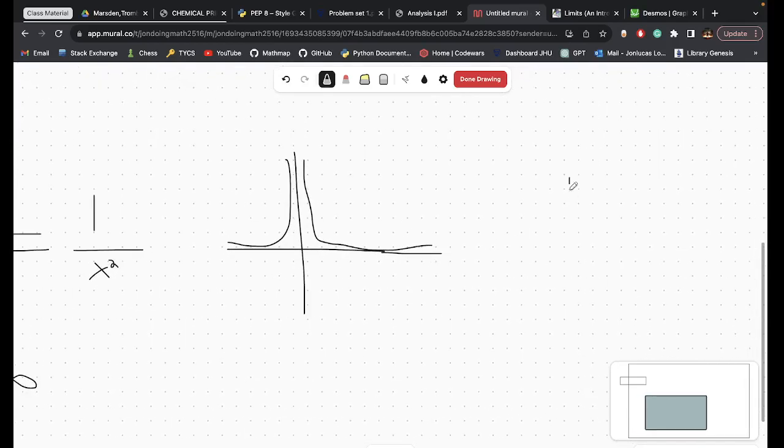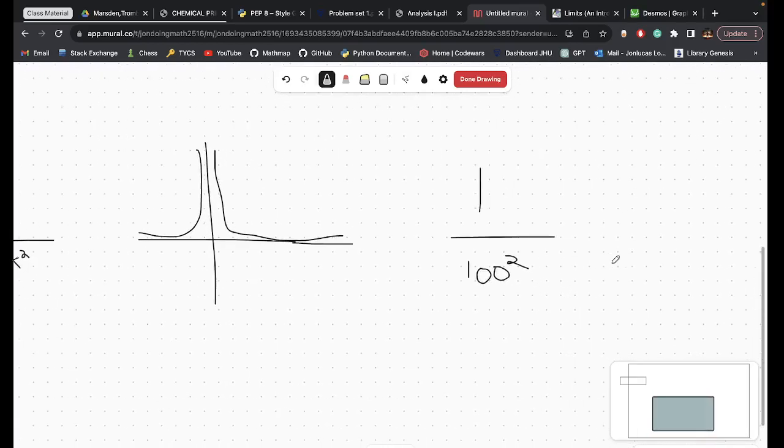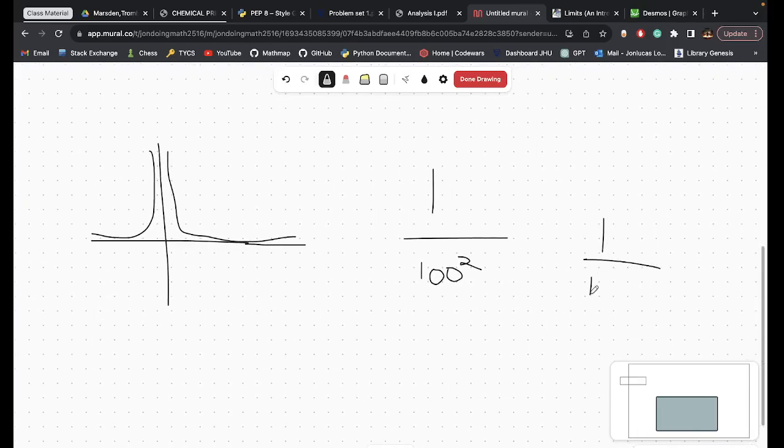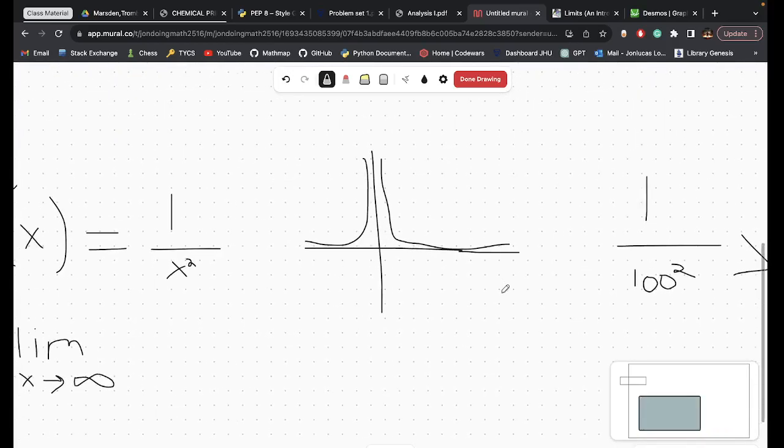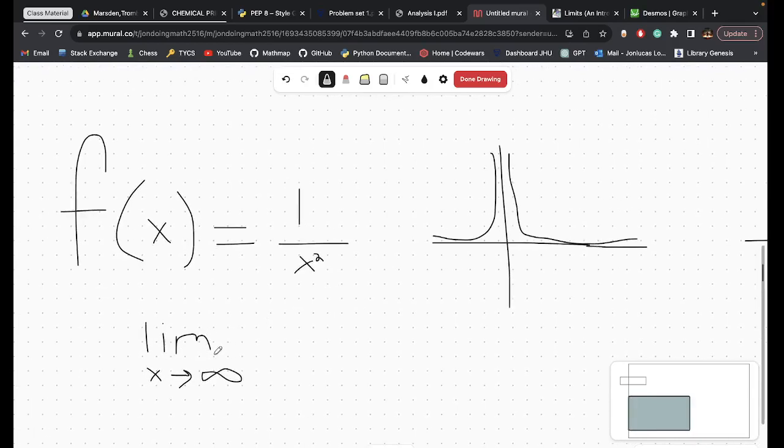And you can imagine that as 1 over some very big number squared, like 1,000 or 100 squared. 1 over 100 squared is a very small number, and 1 over 1,000 squared is even smaller, even closer to 0, but once again, not quite touching 0. So as x increases, it approaches 0. Whenever you say the limit as x approaches infinity of this particular f of x, 1 over x squared, you say that its limit as it approaches infinity is 0.